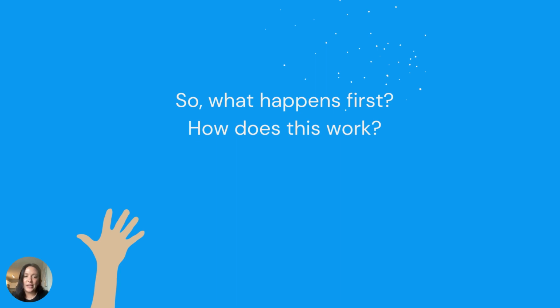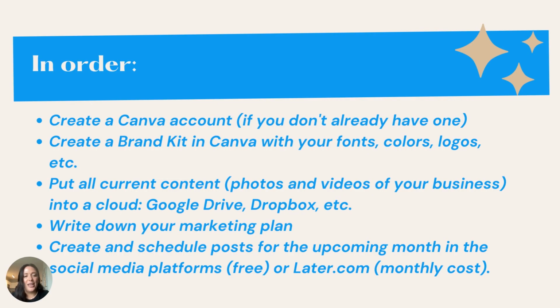So you may be wondering what happens first? How does all of this work? So in order, this is my workflow. You can obviously feel free to do this however you want. My workflow is: create a Canva account if you don't already have one. Within Canva, you're going to create a brand kit with your fonts, colors, and logos. And I'm going to show you exactly how to do that here in a second.